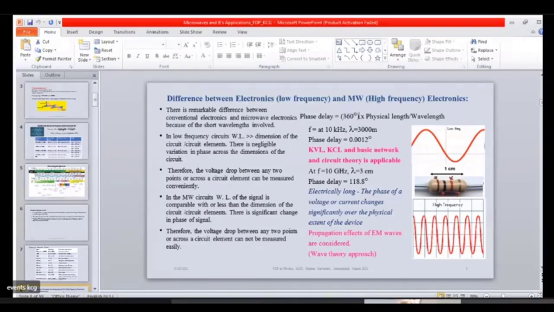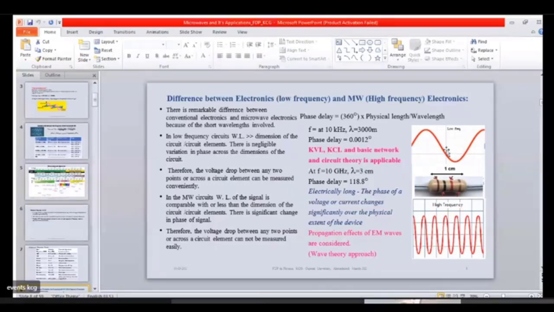It is 360 degrees times physical length divided by wavelength. Physical length is 1 centimeter and wavelength is 3000 meters. So the phase delay comes out to be 0.0012 degree. This is a negligible, very small phase. We cannot even notice it. Why is this phase difference so small? The reason is that the wavelength of the signal is much larger in comparison with the dimension of this element. This dimension is of the order of centimeters, whereas the wavelength is of the order of kilometers. So the phase difference is negligibly small.